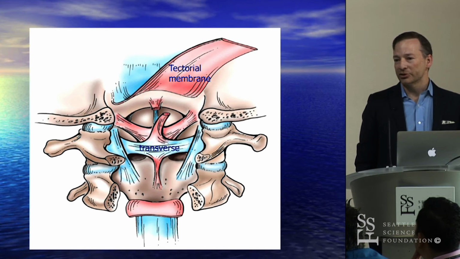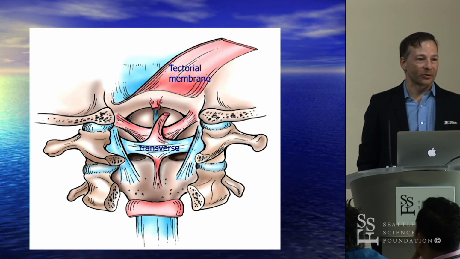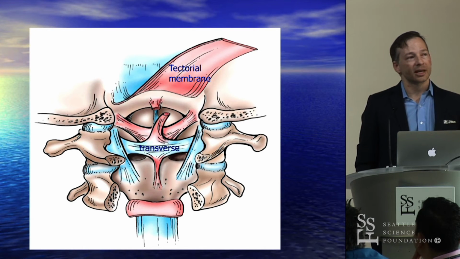So most ligaments should cross bone and go to another bone, right? They shouldn't stay on the same bone. So that's one oddity where the transverse ligament stays on the same bone. It's not holding that bone together or another bone to it. It's helping keep the odontoid in place.